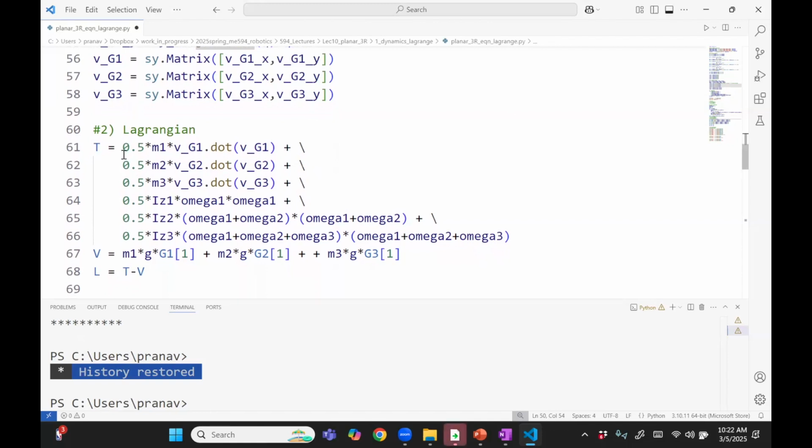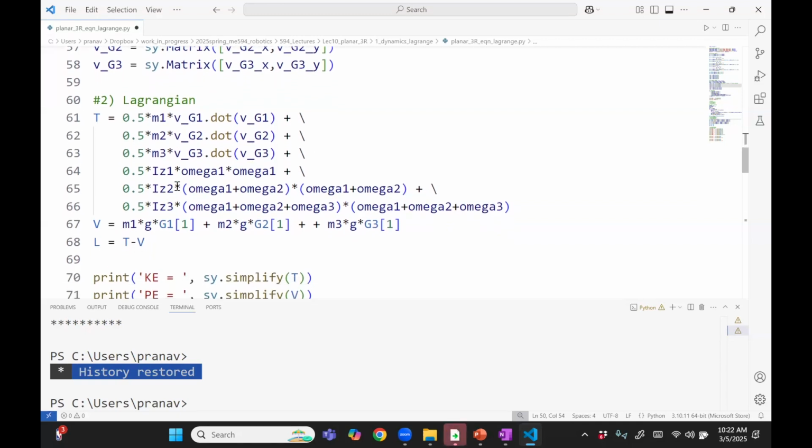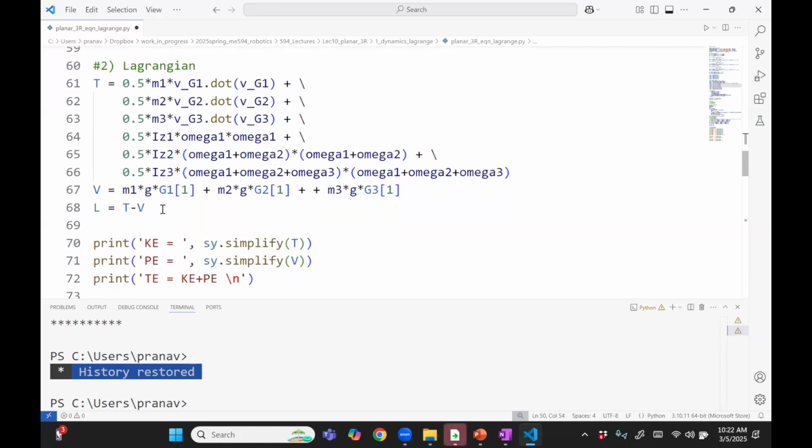So then what I do is I compute the kinetic energy, which is just half mv square, but I need to take the dot product. The dot product gives me a scalar. Same thing for the rotational counterpart. The angular velocity of link 2 is going to be omega 1 plus omega 2, and omega 1 plus omega 2 plus omega 3 for link 3. And then the potential energy is, remember that indices start from 0, right? 0, 1. So y1 means the y position of G1, y position of G2, and y position of G3.